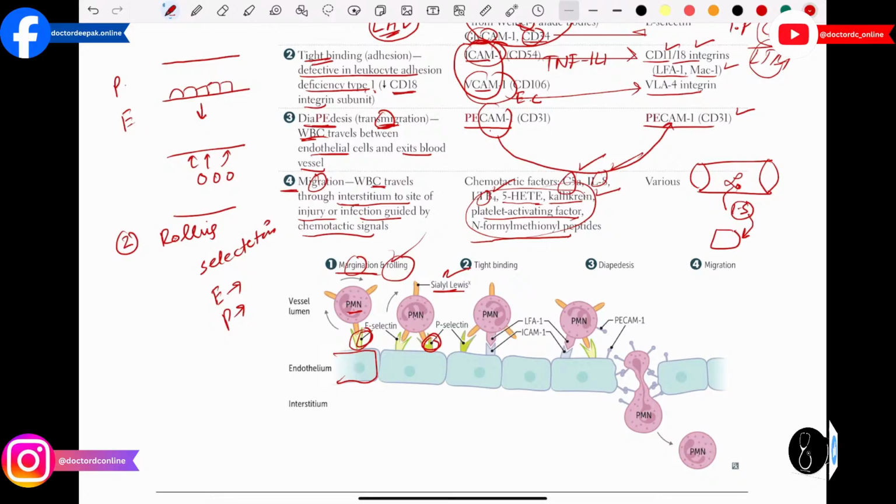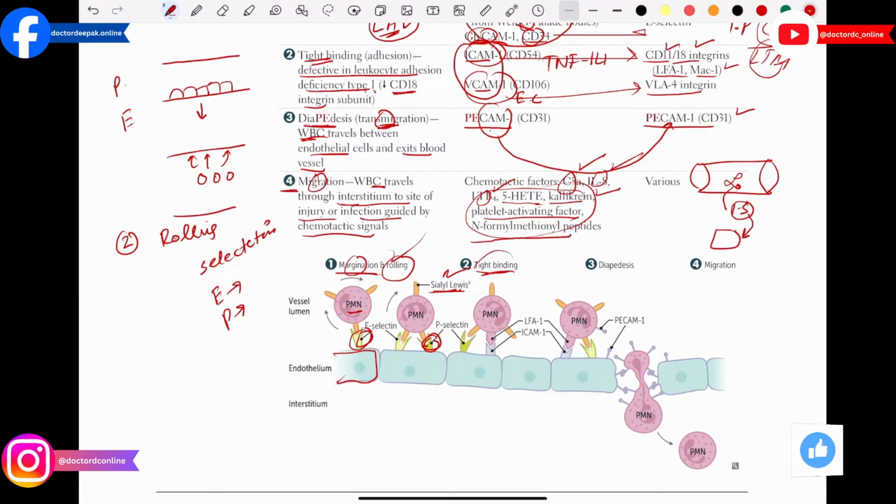Then after that, when the neutrophils attach with the Sialyl Lewis and P-selectin, the second step is tight binding. Then again, how is the tight binding going to occur? This is going to occur with the help of integrins and adhesion molecules. Like we have ICAM and VCAM on the endothelial cell. Then we have the integrin molecules like VLA4 integrin or CD11/18 integrin molecules that are present on the leukocyte.